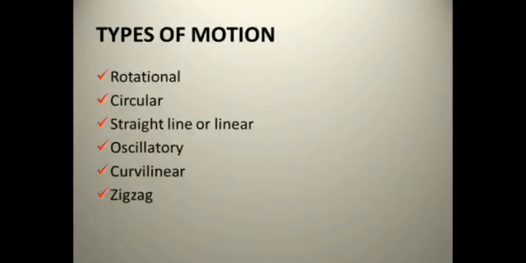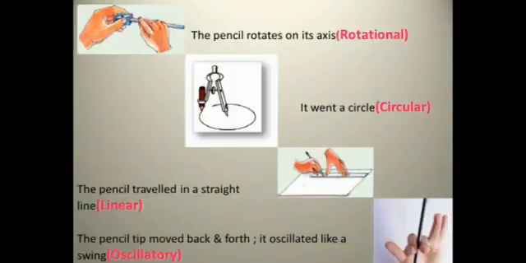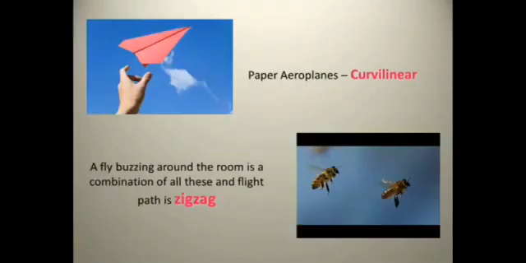And next we saw the types of motion. So what are the types of motion? Rotational motion, circular, linear, oscillatory, curvilinear, and zigzag. And we even saw examples of each type of motion.